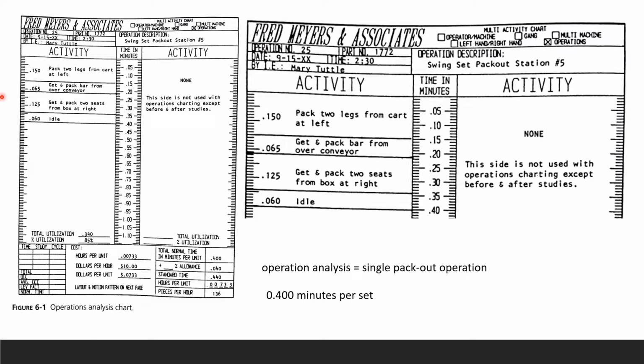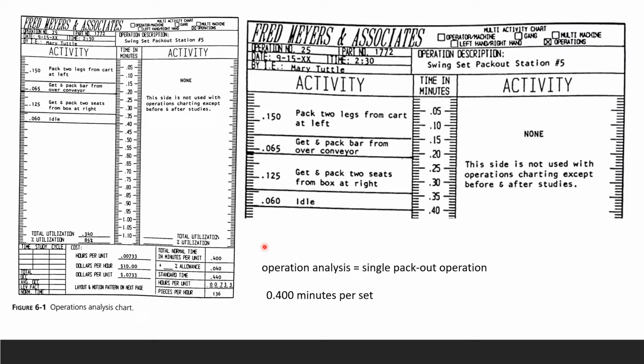The operation analysis chart looks like this. That scale is nothing but time in minutes. These are the activity elements, and here is the line, which is completely in line with the graduation in this time scale. If you see this, 0.150, that's 0.05, that's 0.1, and this is 0.150. That's how you draw your chart.